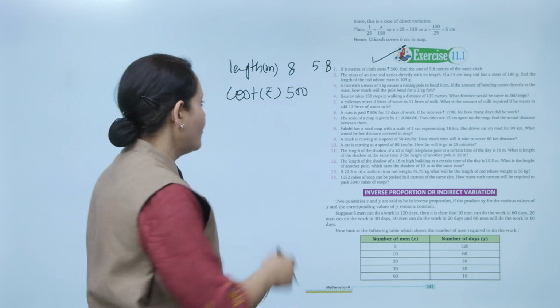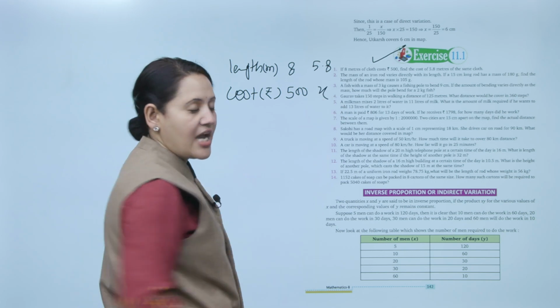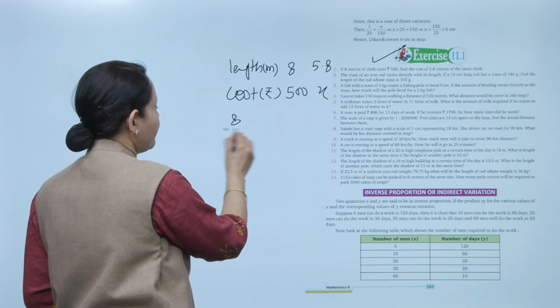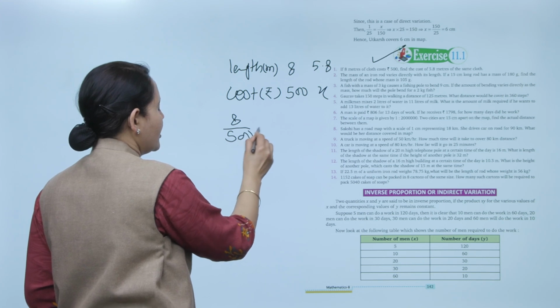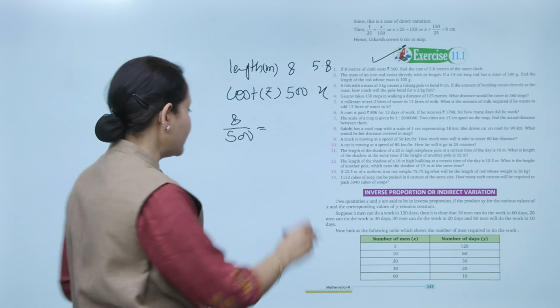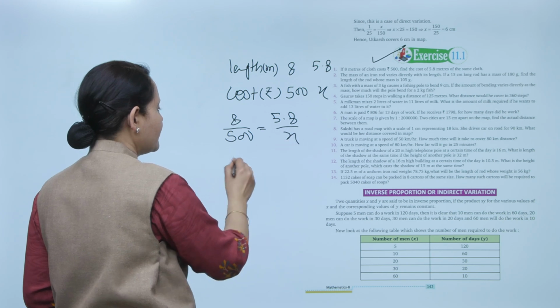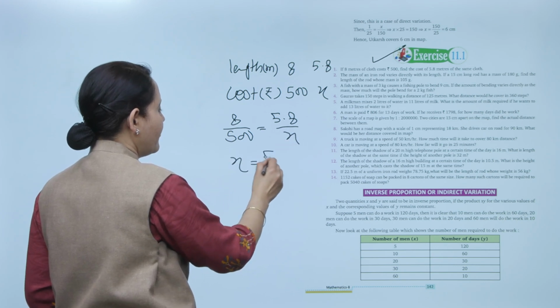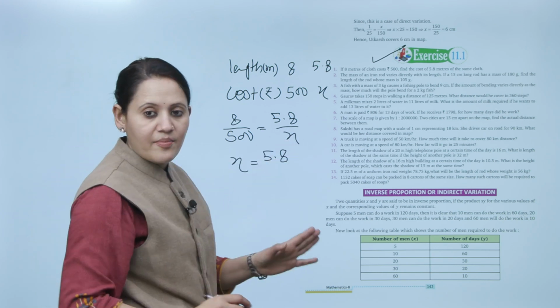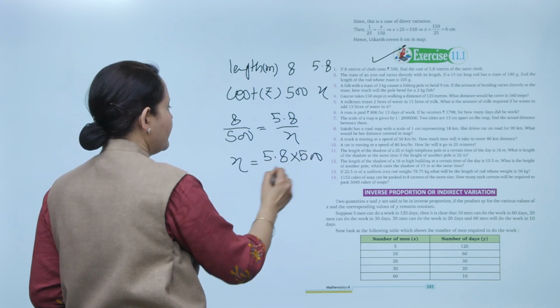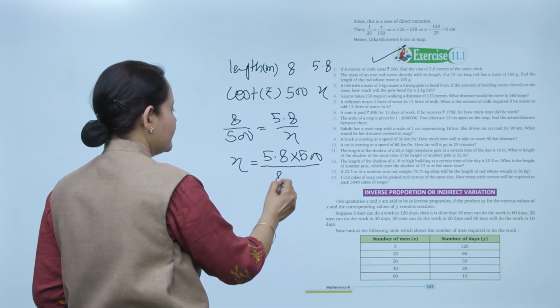Then what will be the cost? As we know, direct variation hai, so the ratio of 8 upon 500 will be constant, that is equals to 5.8 upon x. So x equals to 5.8 multiplied by 500 upon 8.